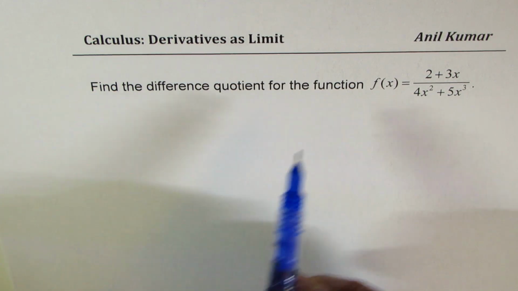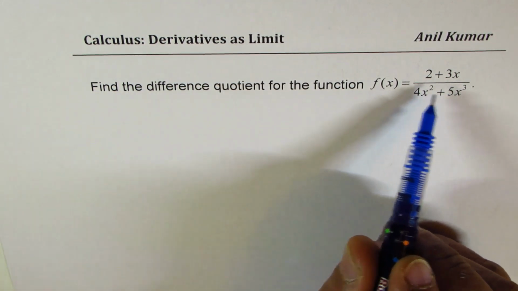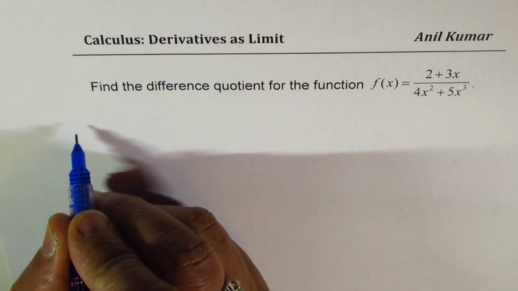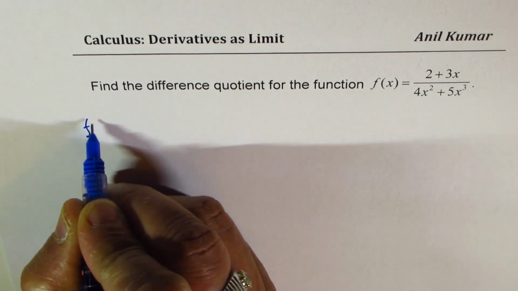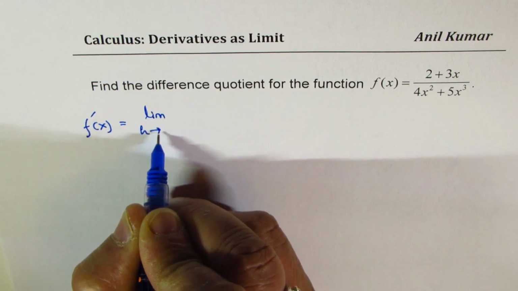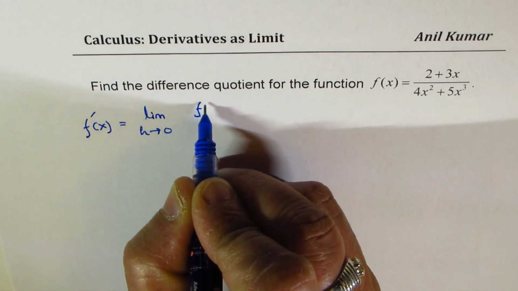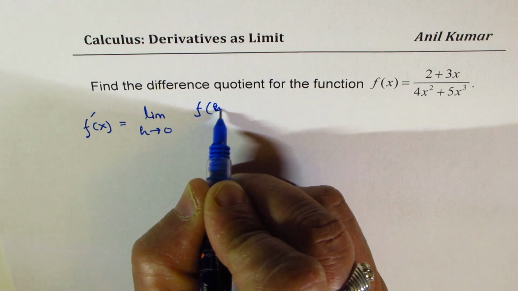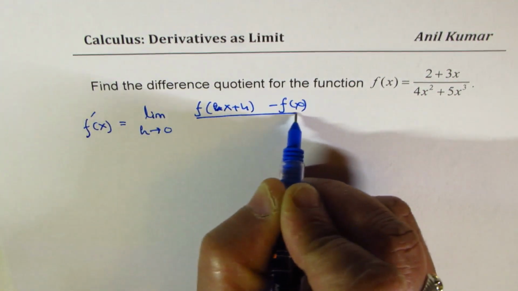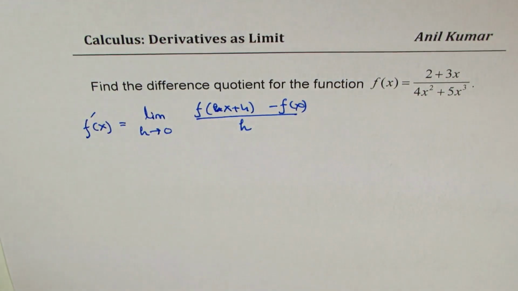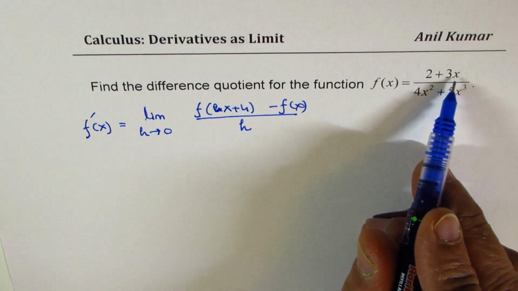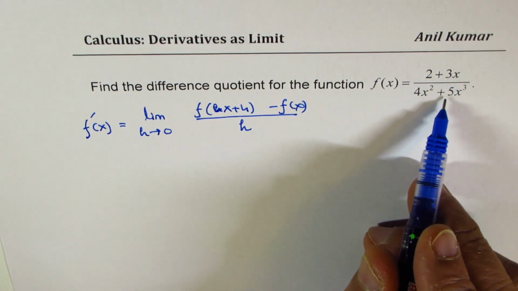So we need to find the derivative of the function f of x equals (2 plus 3x) divided by (4x squared plus 5x cubed). Now, the derivative of the function can be written as the limit as h approaches 0 of the difference quotient, f of x plus h minus f of x, over h, right? So that is the method which we are going to adopt. The function given to us is (2 plus 3x) divided by (4x squared plus 5x cubed).